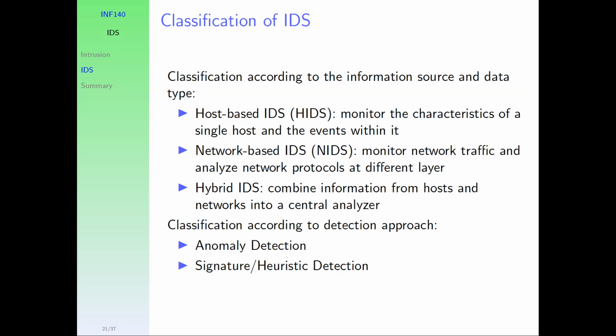So that is the idea of this classification. Also, based on the detection approach of intrusion detection systems, there are two types of approach. One is anomaly detection. The other one is signature or heuristic detection. These are the two types of approaches.